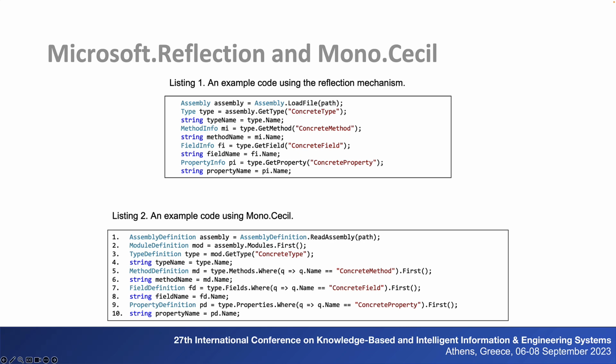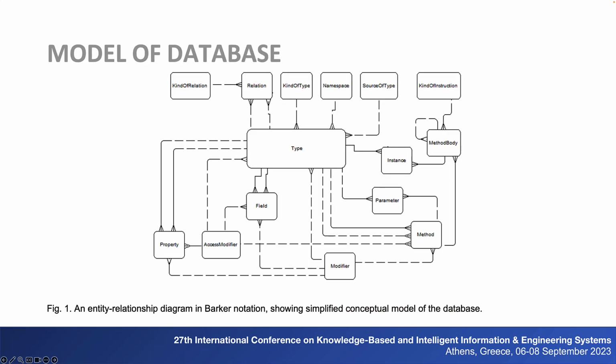Both solutions are very similar from the point of view of a programmer implementing tools using the mentioned libraries. In order to demonstrate other differences, namely speed of operation and resource usage, a model has been built. The figure shows a data model using an entity relationship diagram in Barker notation. The basic entity with object-oriented programming is type. A type is classes, interfaces, structures, etc., as determined by the kind of type dictionary entity. A type contains access modifiers and modifiers, fields, methods, etc.